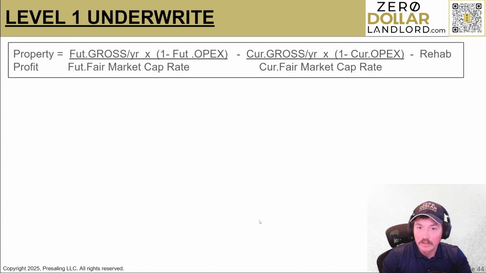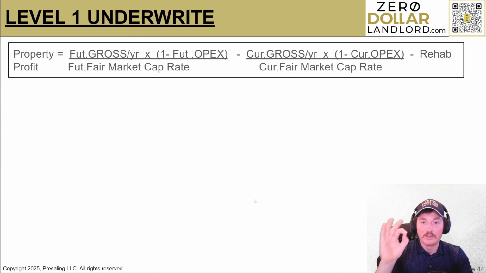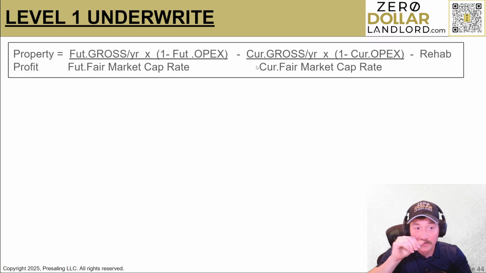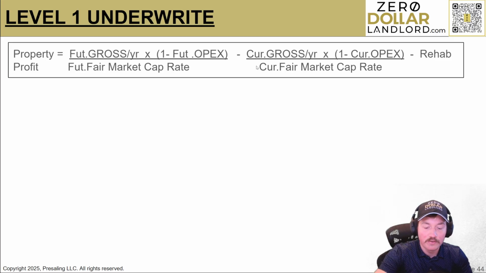So level 1 underwrite looks like this. This looks like a lot, but it's really simple. You've got your future gross minus your OPEX, which again, we're going to just call it like 30%, divided by your future cap rate. So this is all dictating what your future value is, minus your current gross, minus your current OPEX, divided by your current cap rate. So it's just saying future value minus current value. That's it. That's all you're doing.